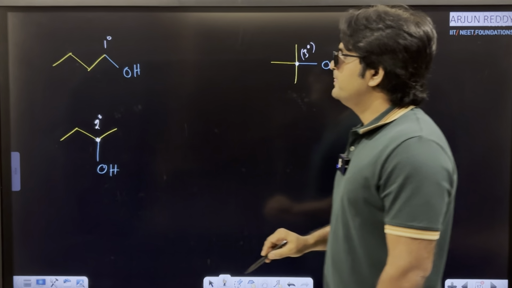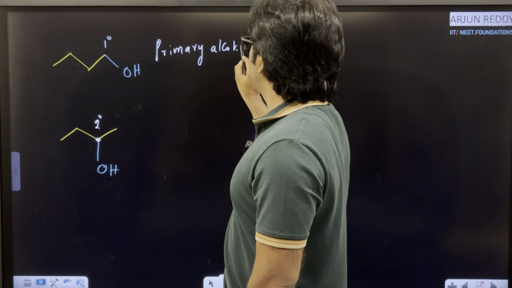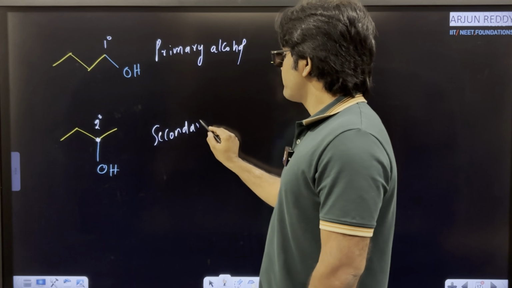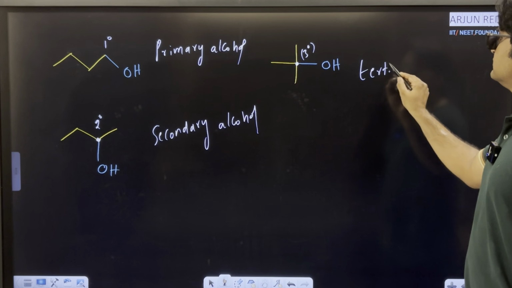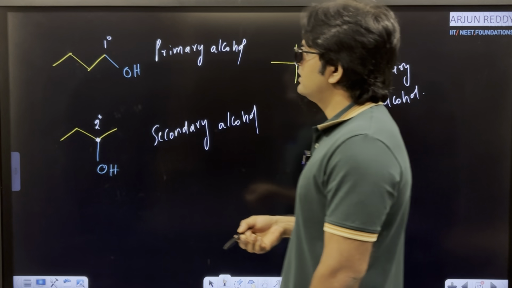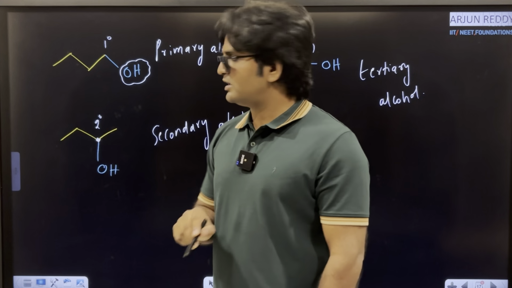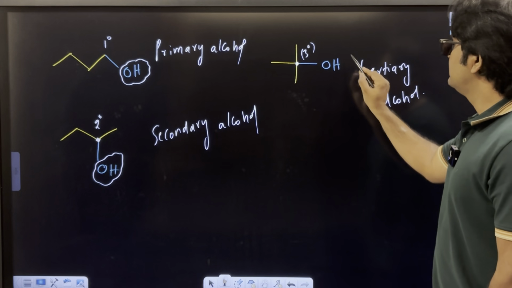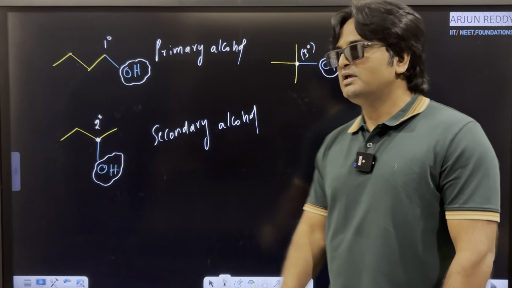Yes, 3 degree. Now this is known as primary alcohol. Clear? This one is secondary alcohol. And this one is tertiary alcohol. Now remember these points. What is the meaning of primary alcohol? Primary alcohol is nothing but the OH present on a primary carbon atom. Next one, if OH is present on a secondary carbon atom, that is secondary alcohol, and OH present on a tertiary carbon atom is known as tertiary alcohol. These are the primary, secondary and tertiary alcohols.